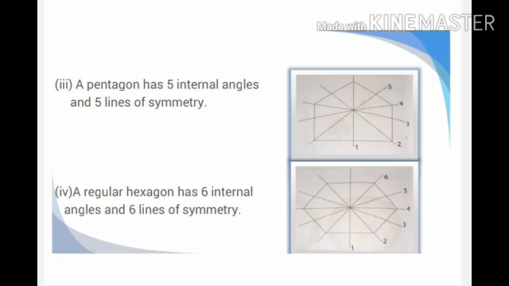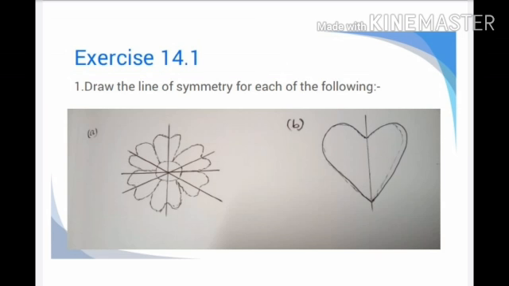Next, hexagon. What is a hexagon? A shape which has 6 sides is called a hexagon. Now let us see. A regular hexagon has 6 internal angles and how many lines of symmetry? 1, 2, 3, 4, 5, 6. So a hexagon has 6 lines of symmetry. Clear, students?